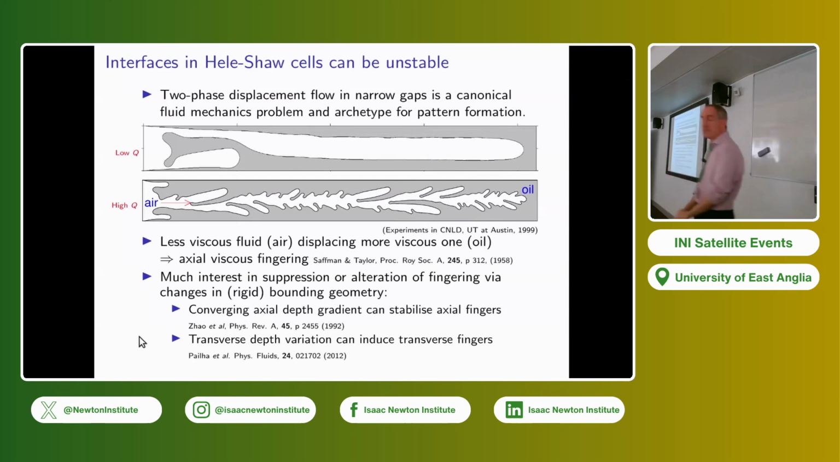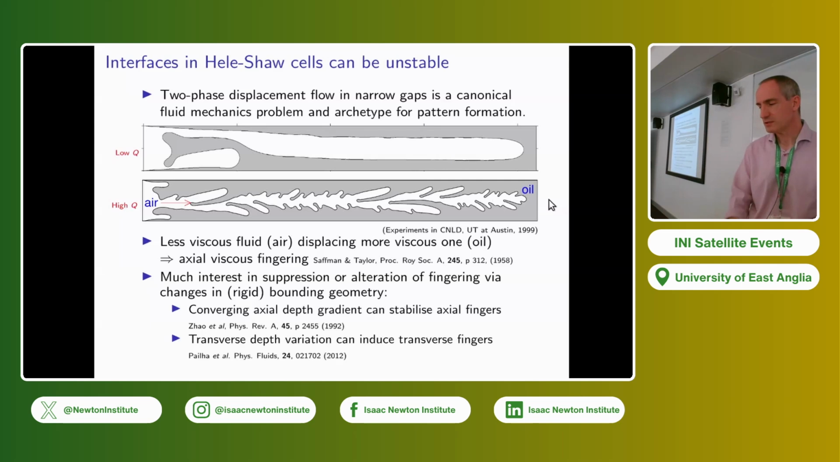And interfaces in these systems can be unstable. So what we're looking at here is a very classical problem, really. You take your Hele-Shaw cell, you fill it full of oil, you leave one end open to air, and you extract fluid from the other end, and then what happens after a little bit of initial transients is you get a symmetric, centered, steadily propagating finger, if you extract your fluid at a slow to medium flow rate.